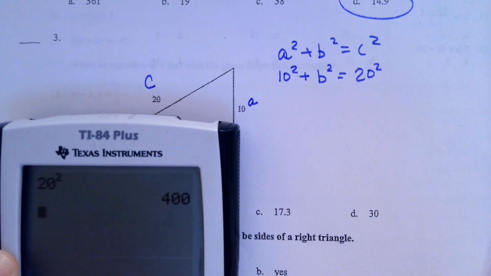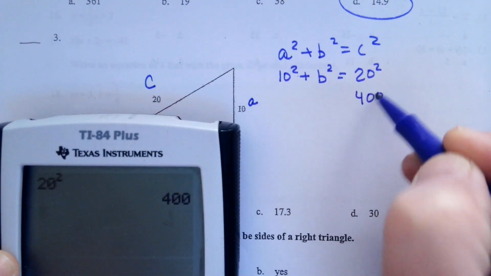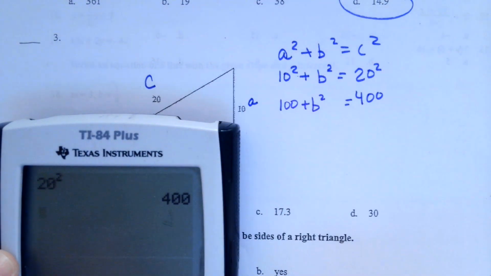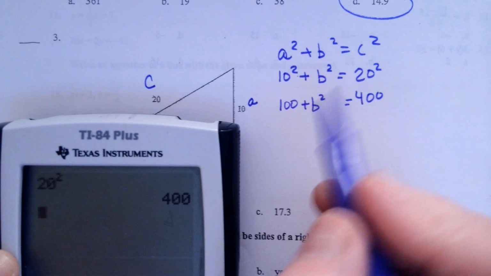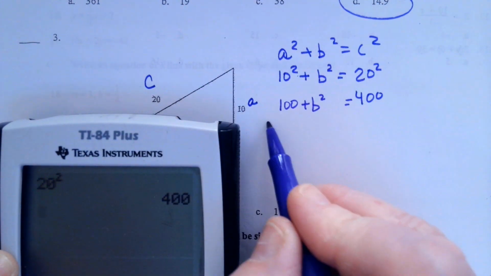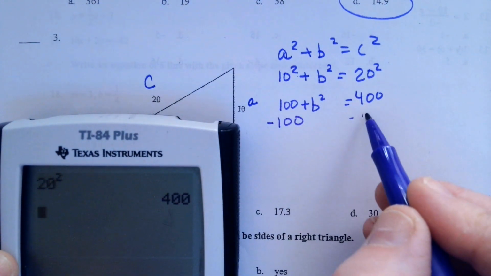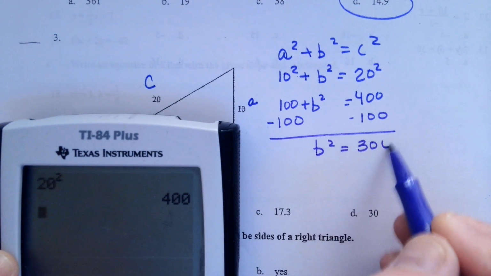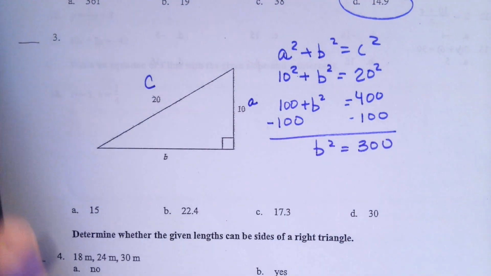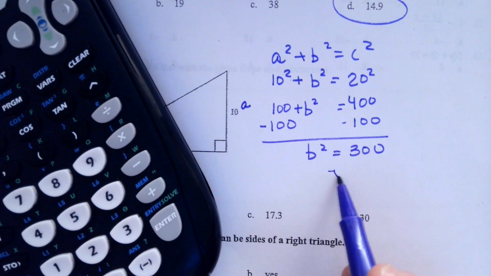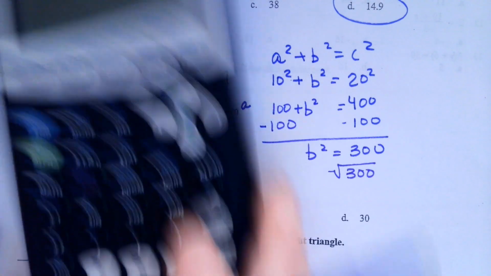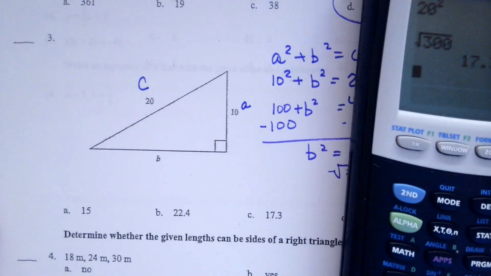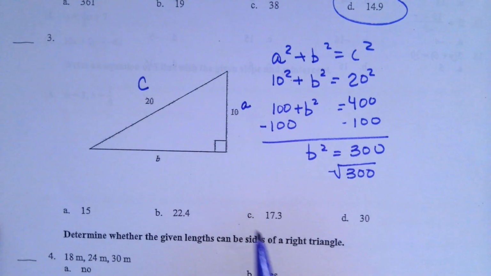20 squared is 400. 10 squared is 100. So I have 100 plus b squared equals 400. Subtract the 100 from both sides. So b squared is equal to 300. And then you've got to take the square root of 300. 17.3, which is answer choice C.